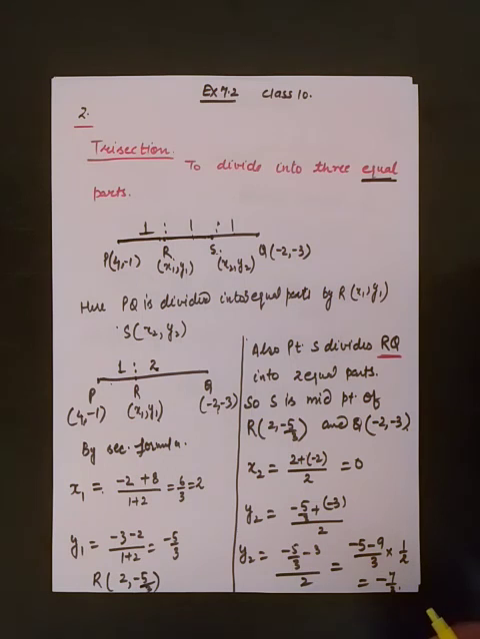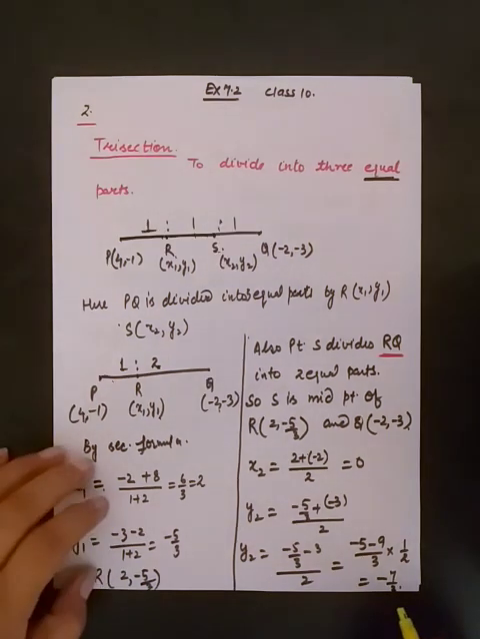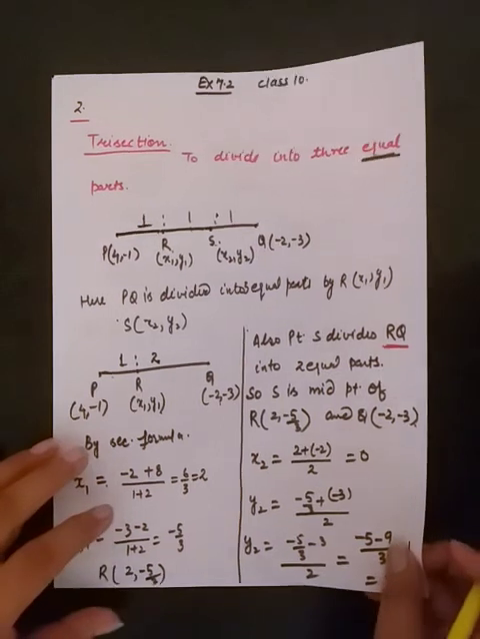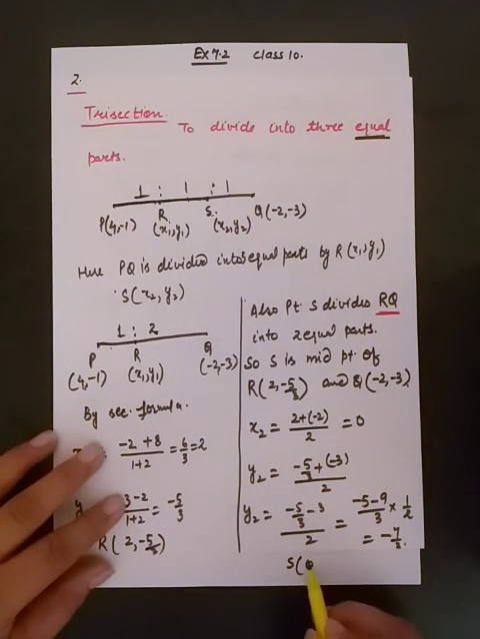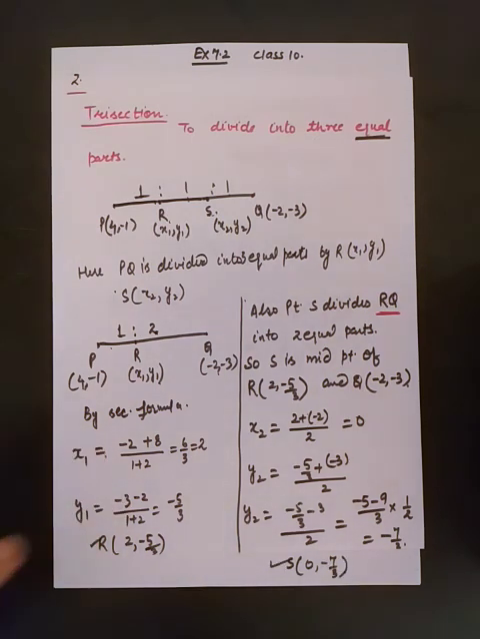So the points of trisection are (2, -5/3) and (0, -7/3). So the coordinates of S will be, point S will be (0, -7/3). So these are the required points which divide the given length into three equal parts. Thank you.